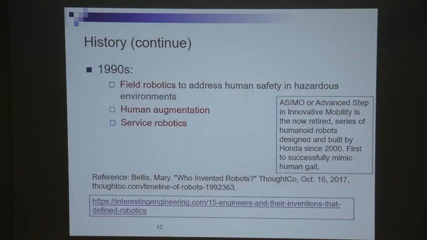So we move on. In the 1990s, we have field robotics to address human safety. And then we also have human augmentation, and we also have the service robot. During this time, Asimo, which is now retired but was very popular, demonstrated how a robot can balance itself on a seesaw. It's a humanoid robot designed and built by Honda.